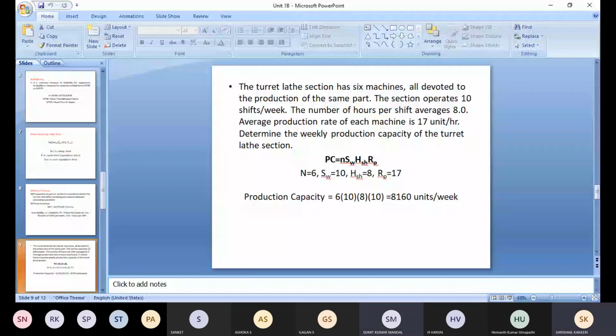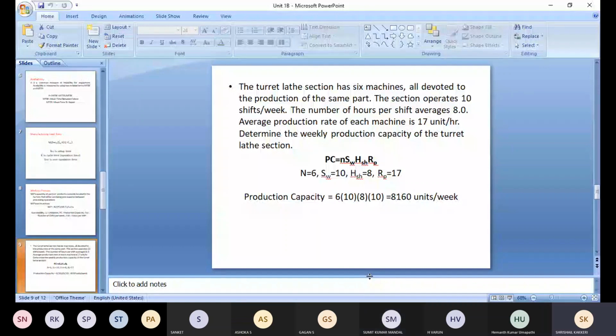Availability, manufacturing lead time, work in process. Yes, sir. Okay. So these are the important things from this chapter. Try to go through them.